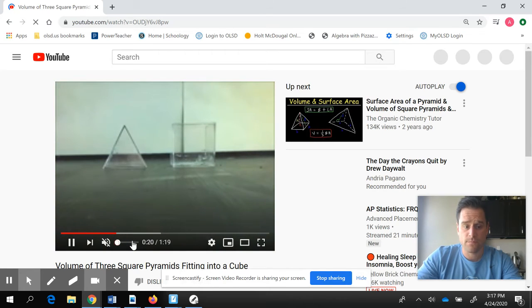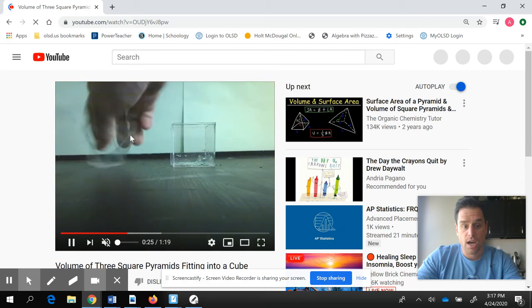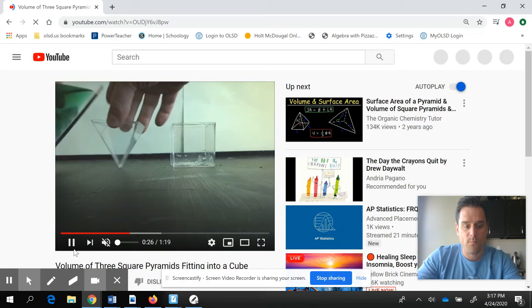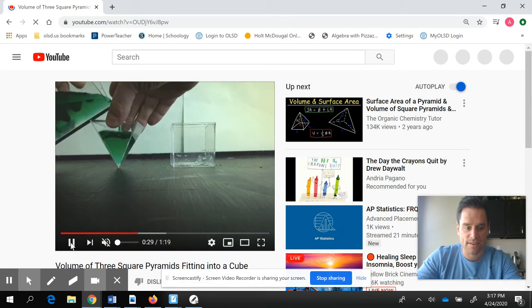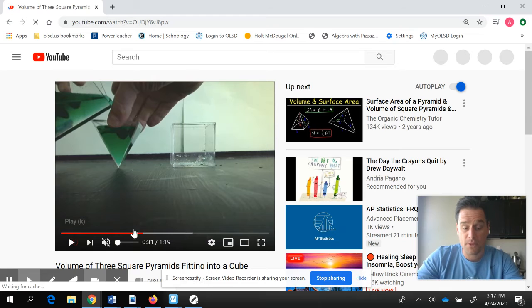Okay, it's now muted. And what we're going to do is take a square pyramid, and that base is the same as this base. The height is the same as that height, and we're going to find the volume. Remember, the volume is the amount of liquid or the amount of cubic inches or feet that can go inside this.